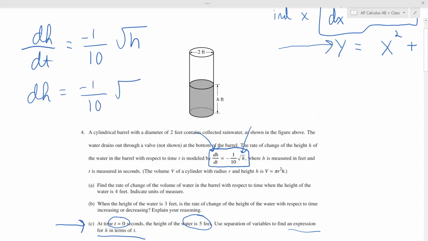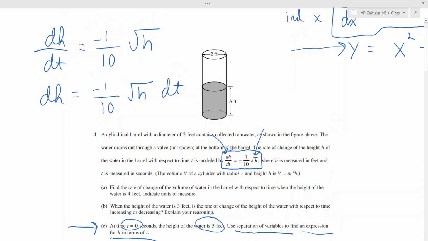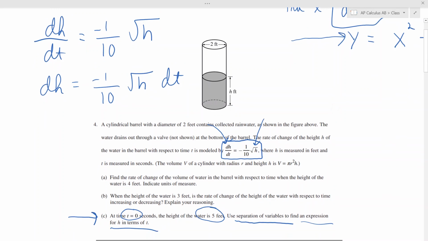is you're going to move this dt over here. But here's our problem. We can't integrate an h with a dt on it. It's not going to work out. So separation of variables is a super fancy name for exactly what we're going to do. We're going to move all the h's on the one side and all the t's onto the other side, okay?